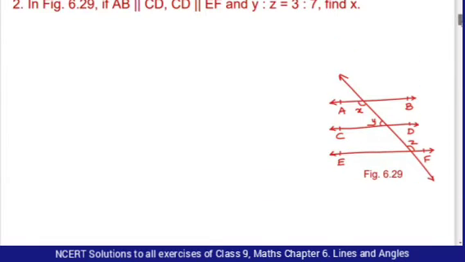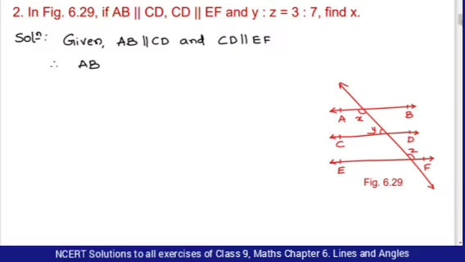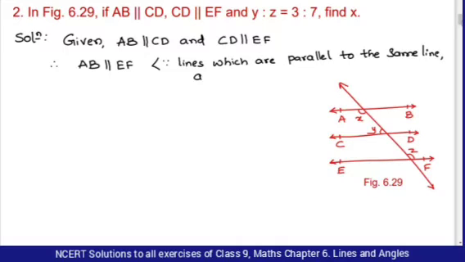Second question, in figure 6.29, if AB is parallel to CD, CD is parallel to EF and Y is to Z is equal to 3:7, find X. Solution, given AB is parallel to CD and CD is parallel to EF. Therefore, we can say that AB is parallel to EF, since lines which are parallel to the same line are parallel to each other. So, by this theorem, we can say that AB is parallel to EF.